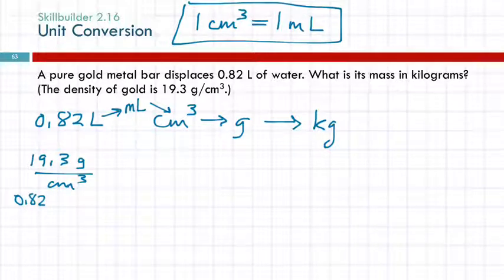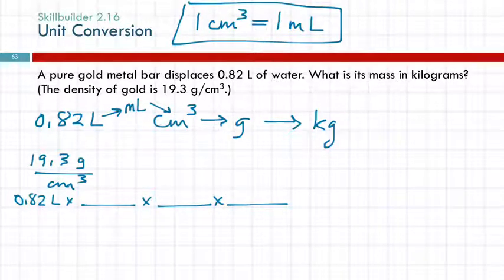So 0.82 liters, 4 arrows, 4 fractions. There are shortcuts that can be taken. Don't start taking shortcuts until you're really good at this. Okay? So liters to milliliters, to cubic centimeters, to grams, to kilograms. You've got it written down. All you have to do is copy it now. So there's milliliters, and cubic centimeters, and grams, and kilograms.